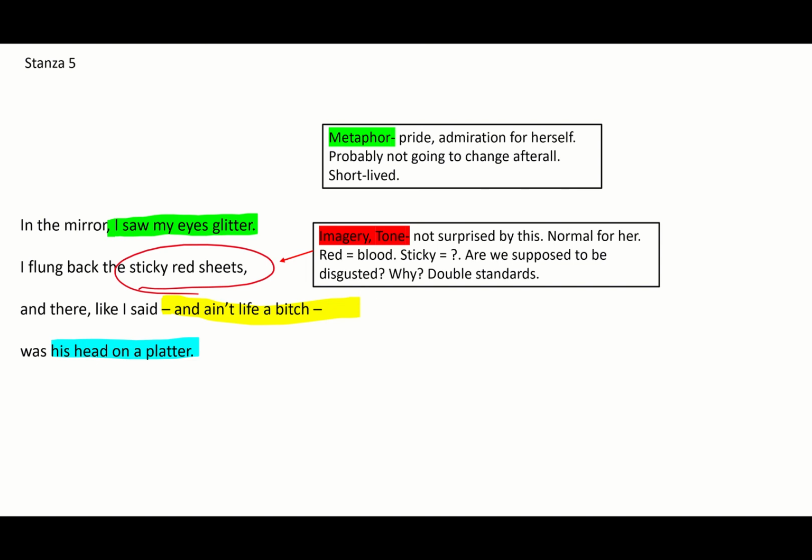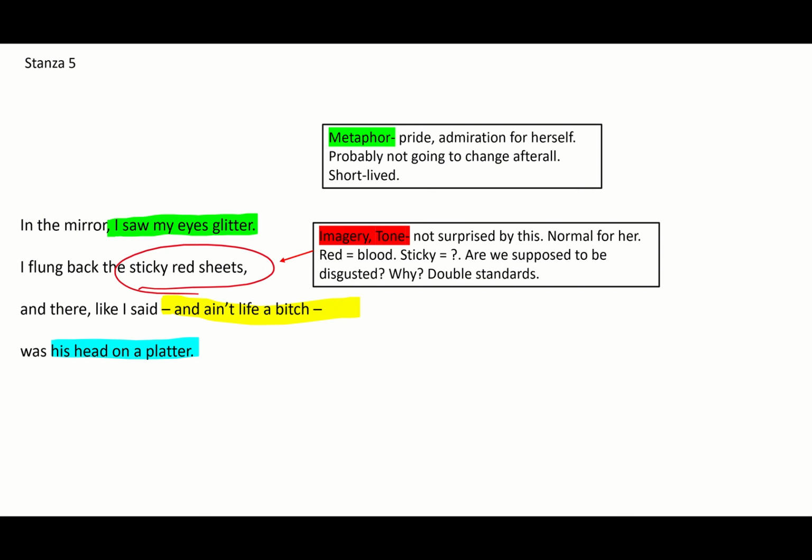Red, obviously meaning bloody, so that's quite graphic. That imagery is quite like, ugh, gross, because it's a severed head, right? Why are the sheets sticky? Because this is a recorded video, I'm not going to go into detail there, but I think you can get my implication based on Salome's actions and what we know about her.